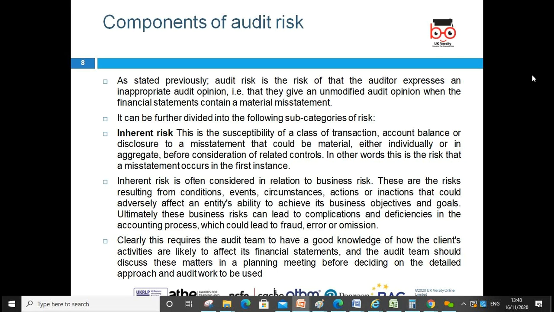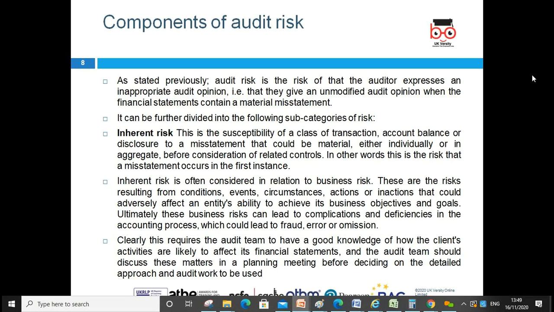Inherent risk is the susceptibility of a class of transactions, account balance or disclosure to a misstatement that could be material, either individually or in aggregate, before considering any related controls. In other words, it is the risk of a misstatement occurring in the first instance. Inherent risk is often considered in relation to business risk, resulting from conditions, events, circumstances, actions or inactions that could adversely affect the entity's ability to achieve its business objectives and goals.